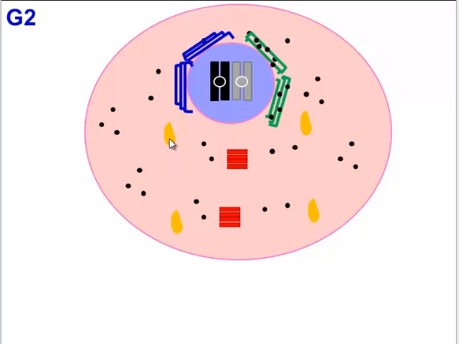So here you can see that there are now more mitochondria and more ribosomes, more Golgi bodies, more smooth ER, and more rough ER. And again, this will ensure that the two new cells that are resulting from the cell cycle will have their own materials to function.